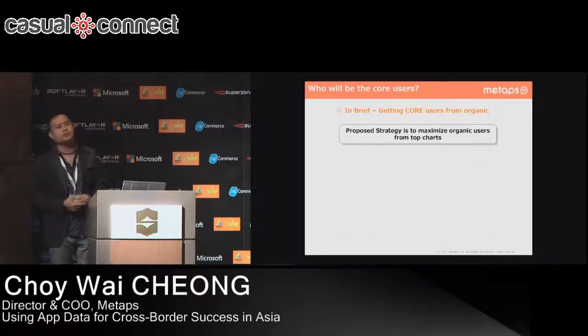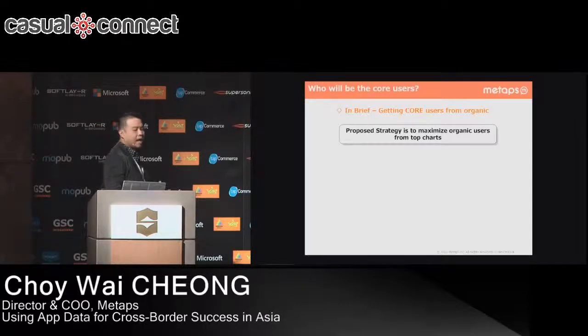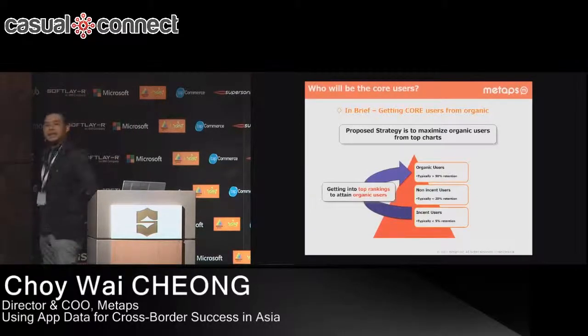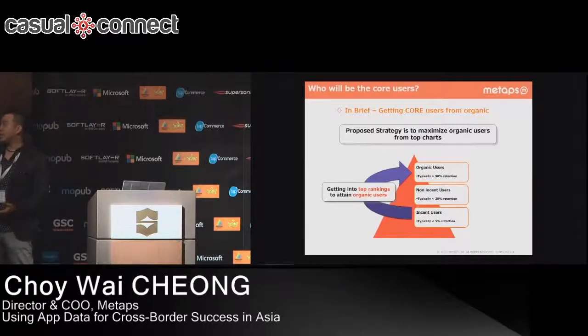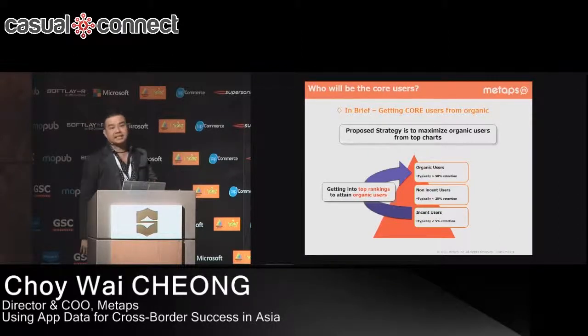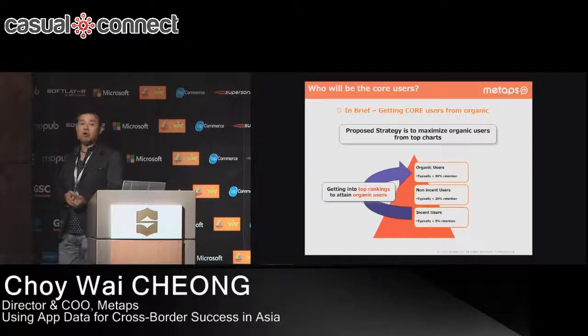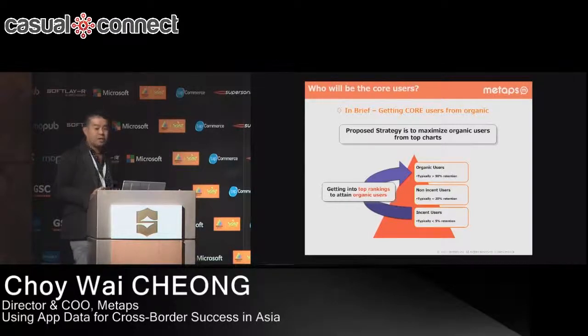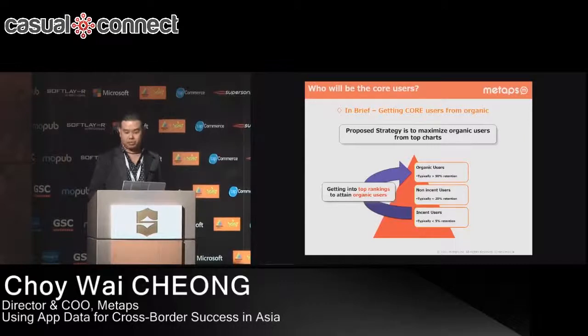When we talk about core users, raving fans, who are they? Who will be the core users? If we put it like a pyramid, you have the incentivized users, reward users, non-incentivized users, and the organic users. Statistics have shown that the organic users are closest to what you call your core users, your raving fans. And how do we maximize them? One of the methods, I think you all should know, is to get into the top rankings to maximize your core users.